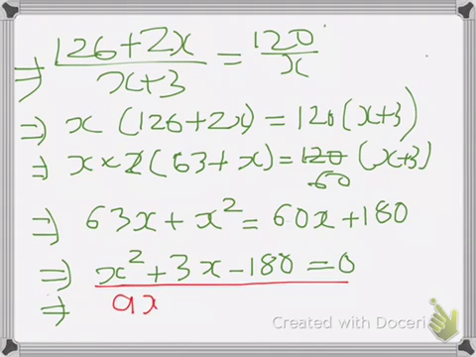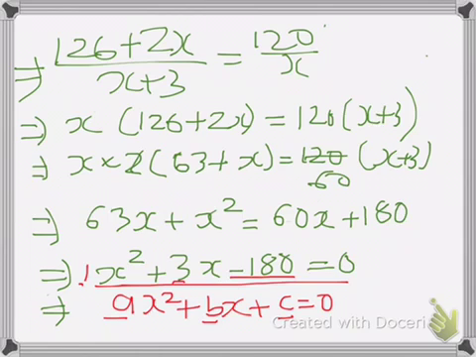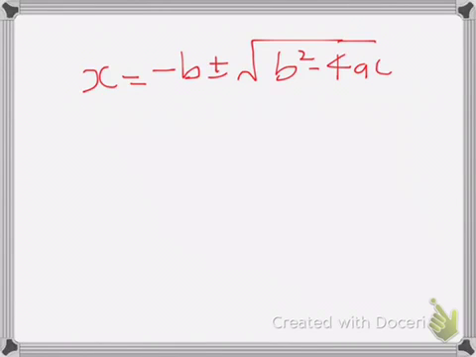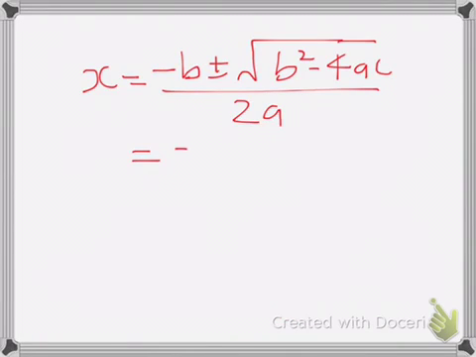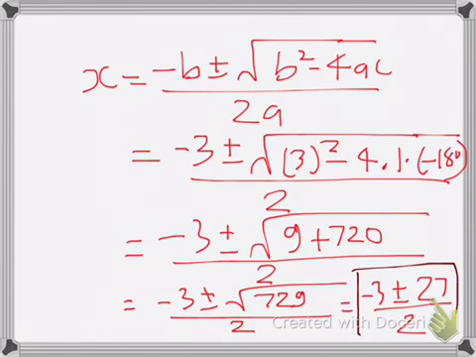Now we have to compare with ax squared plus bx plus c is equal to 0, where a is equal to 1, b is equal to 3, c is equal to negative 180. So to find the value of x, the formula is minus b plus minus under root b square minus 4ac, divided by 2a. b in this case is positive 3, so minus 3 and b square. On solving we get this.